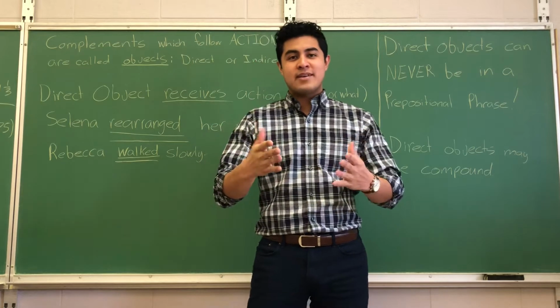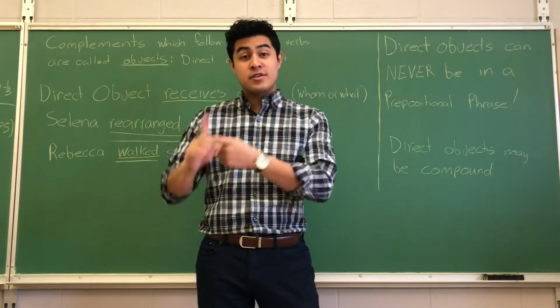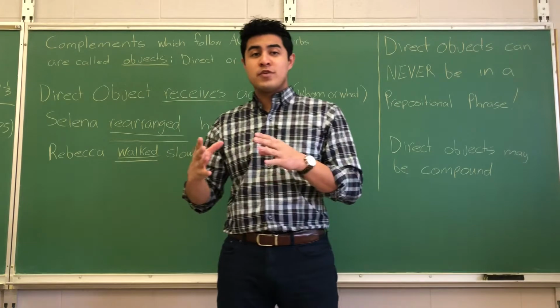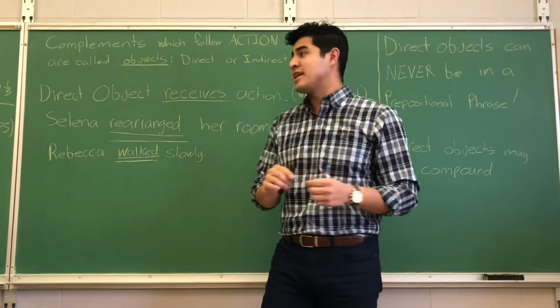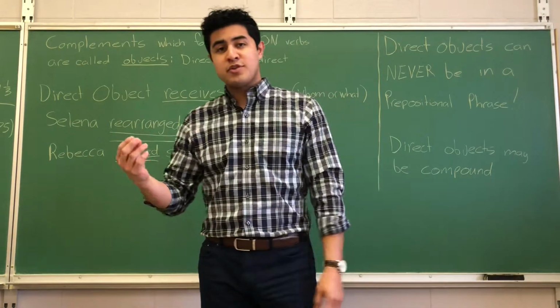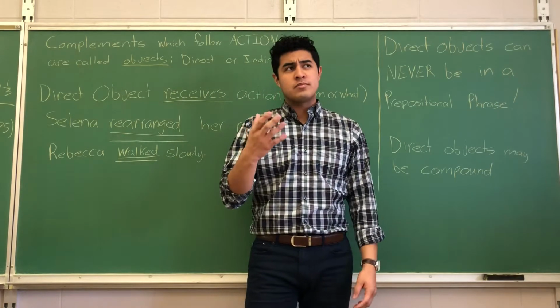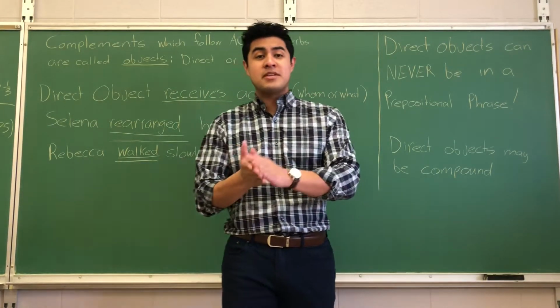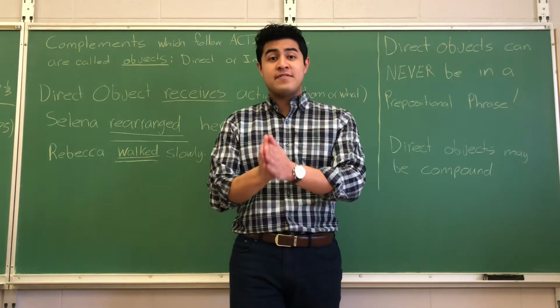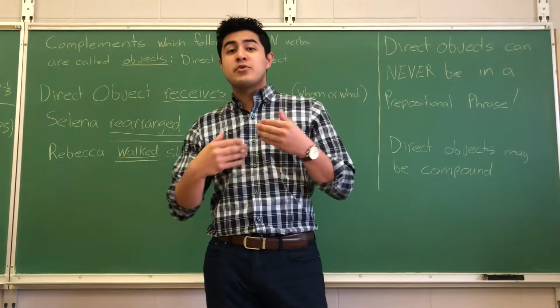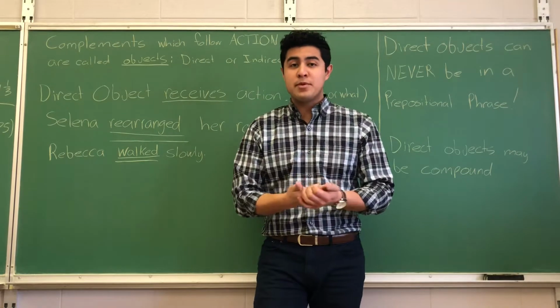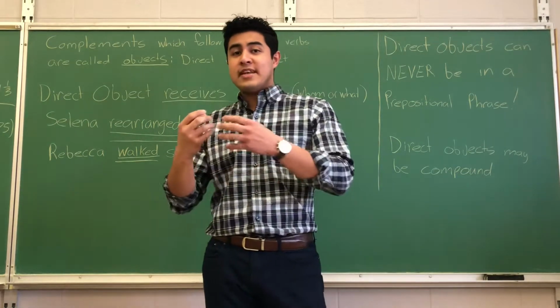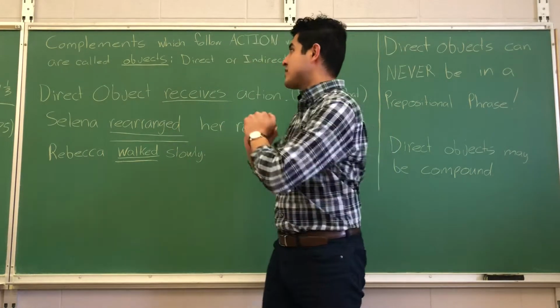All right, welcome back. We are going to go over another group of complements. We've been going over complements for the last couple of days. The last complement we learned about was predicate nominatives. Okay, predicate nominatives are nouns that follow a linking verb. Today we're going to learn about another group of complements, and these are called objects. They could be direct or indirect objects.